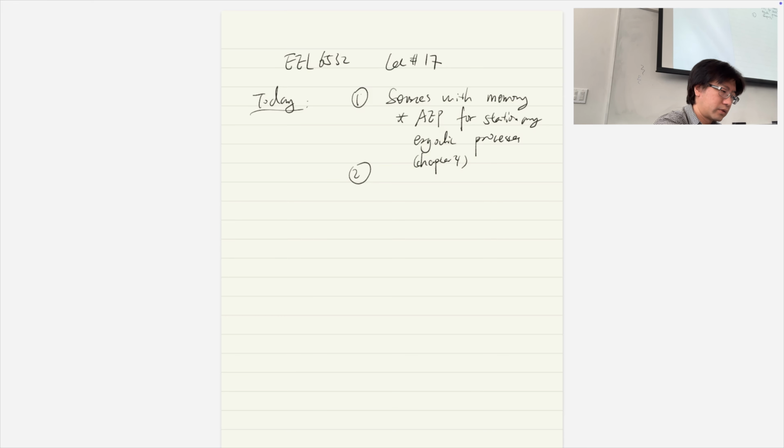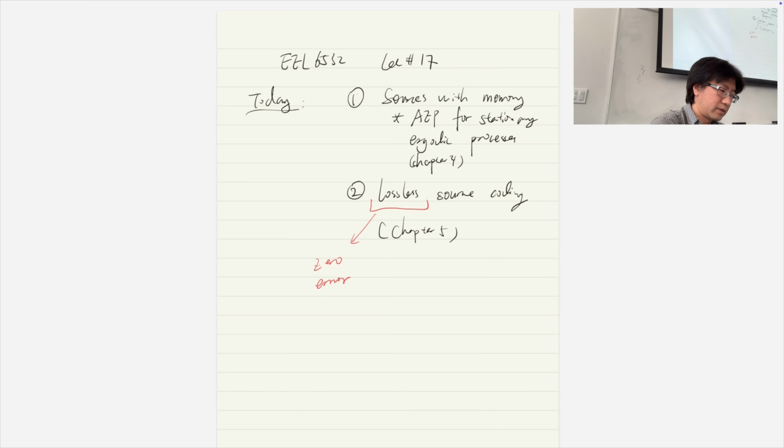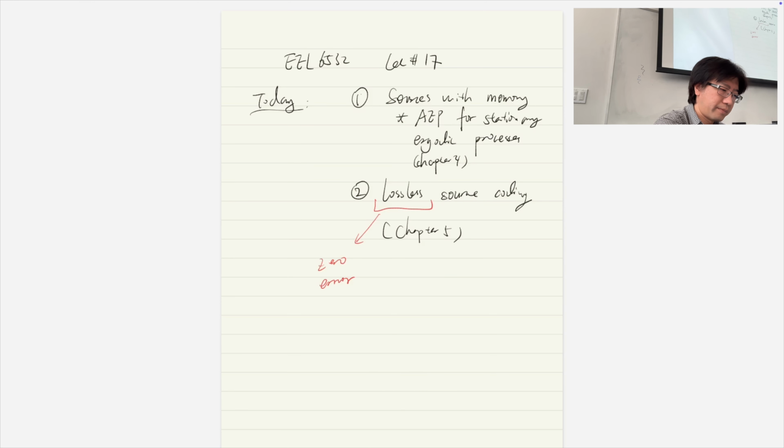So we'll continue talking about lossless source coding. Okay, and this is our chapter 5. And so here, in the following maybe a few lectures, this lossless here basically means 0 error. Yeah, because we kind of covered the asymptotic 0 error already, right? Okay, great. So let's talk about AEP for sources with memory.